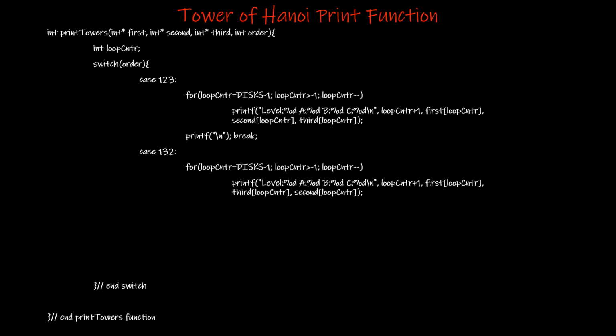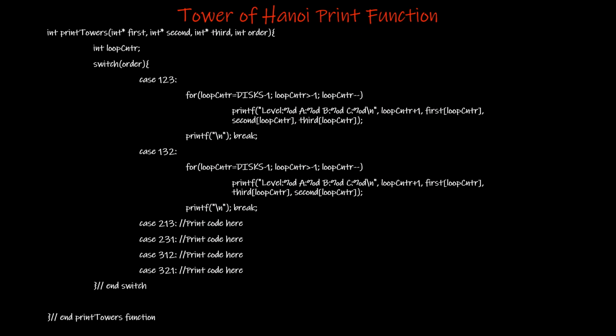In this case, you have 1, 2, 3, and therefore first, second, third. In this case, we have 1, 3, 2, and therefore we have first, third, and second, corresponding to the case values. That is why this order value determines the printing arrangement. We have to repeat this for case 213, case 231, case 312, and case 321. We return 0 to indicate that there was successful printing of the values of the tower.